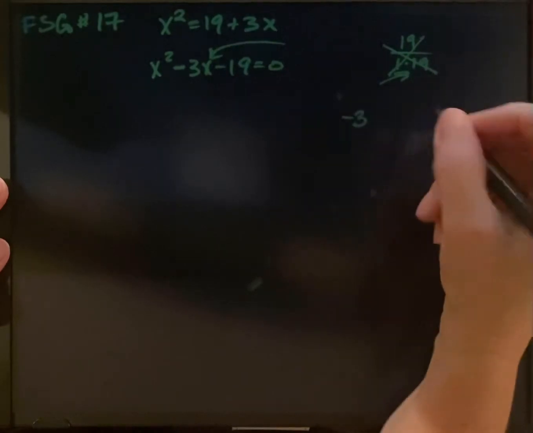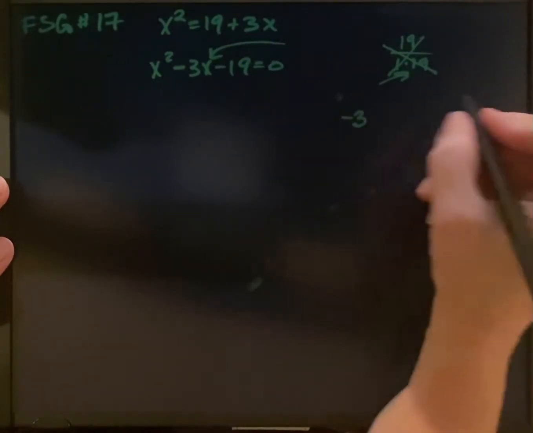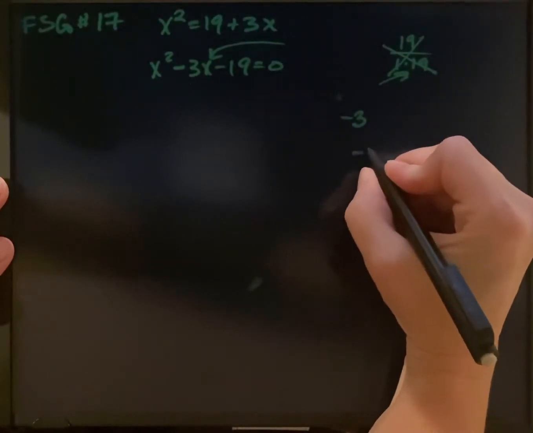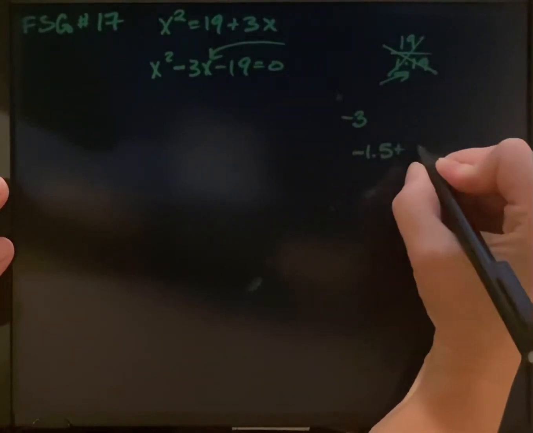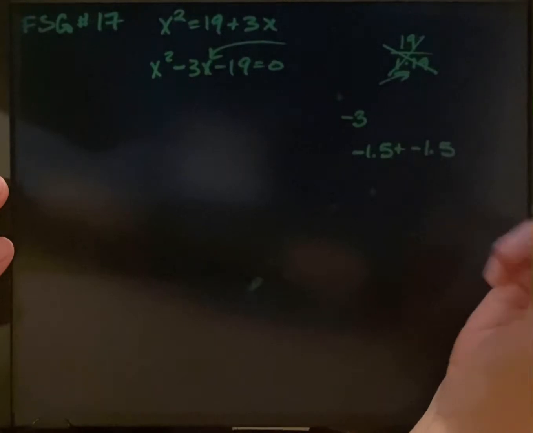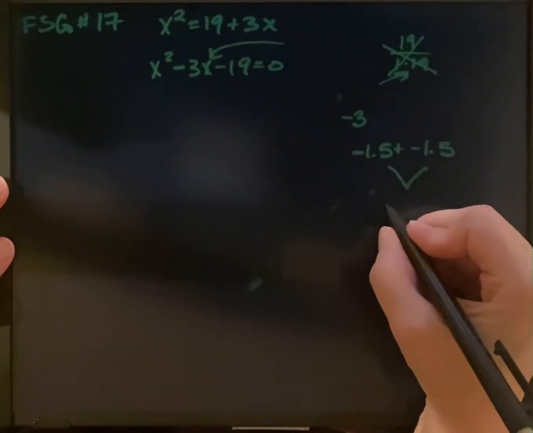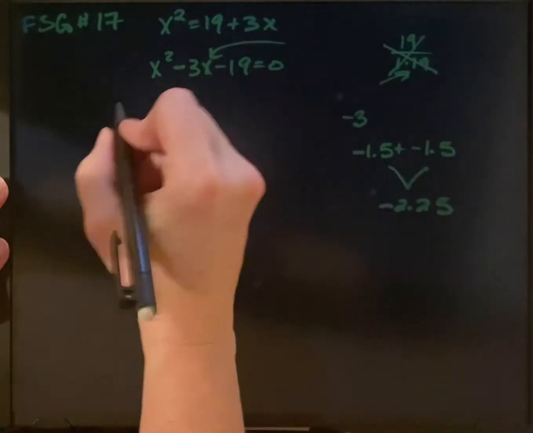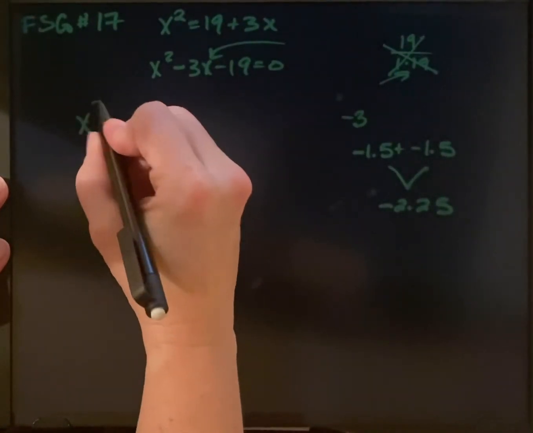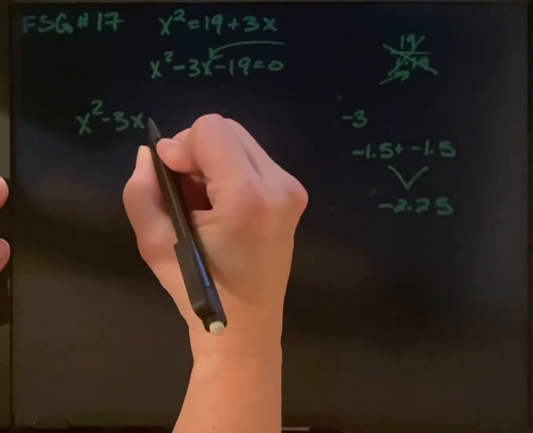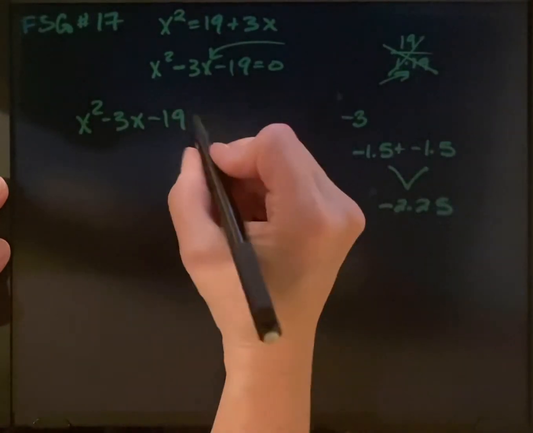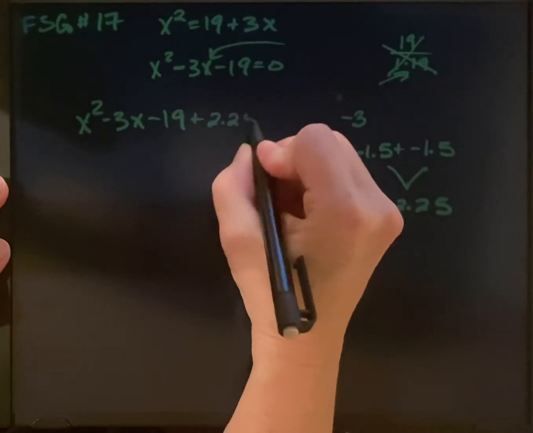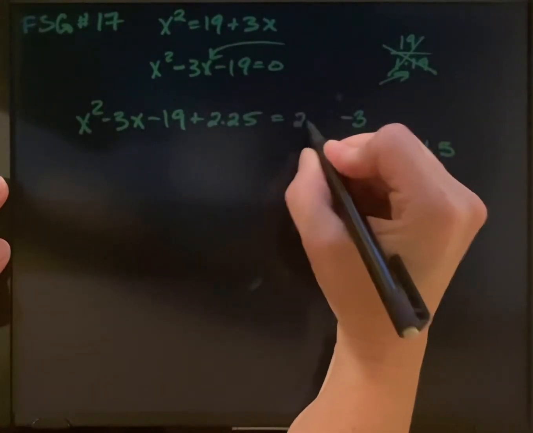So two numbers that add to create -3, I'm thinking are going to be 1.5 plus 1.5, negative. Those multiply to become 2.25. So what I'm going to do is take x squared minus 3x minus 19 plus 2.25 equals 2.25.